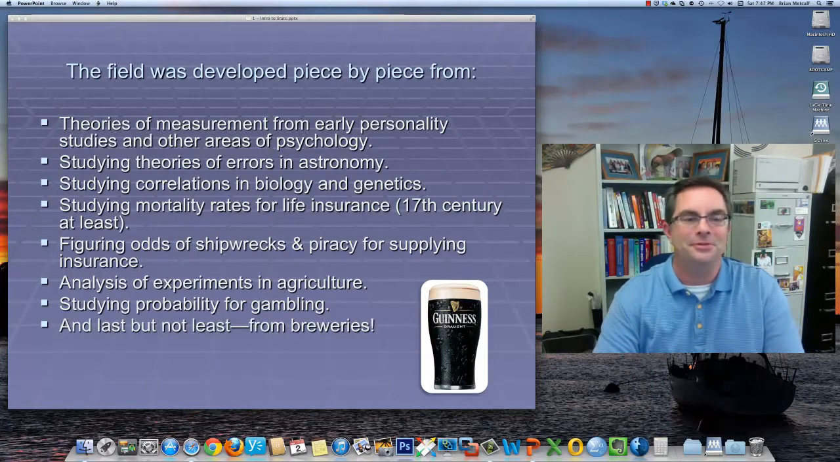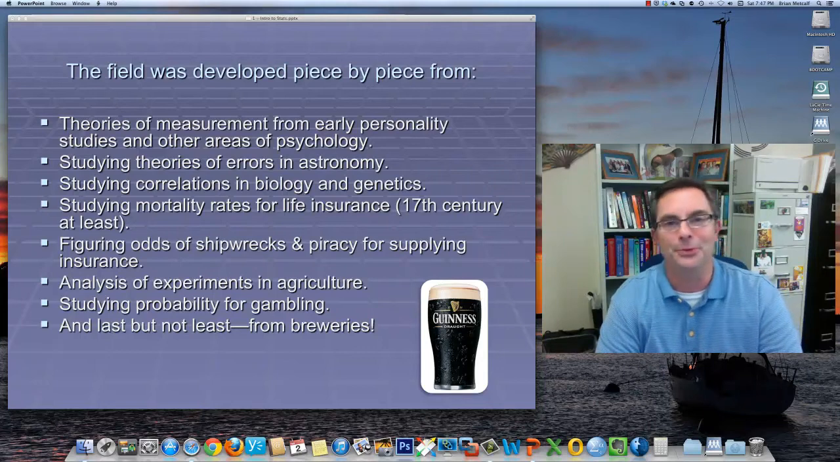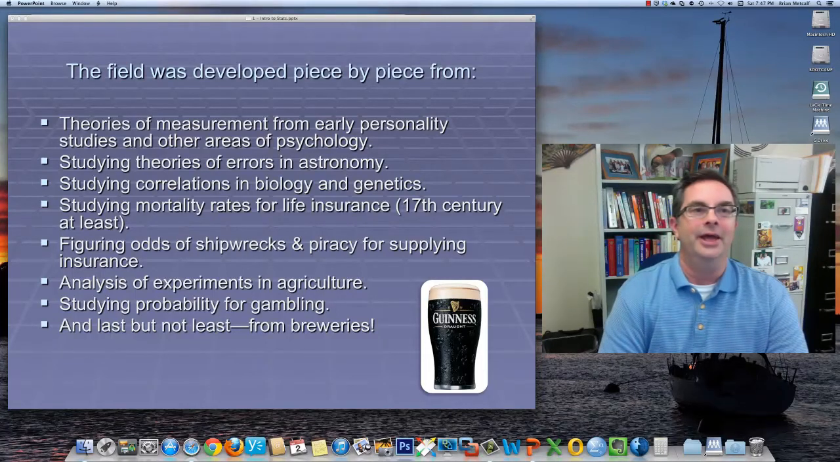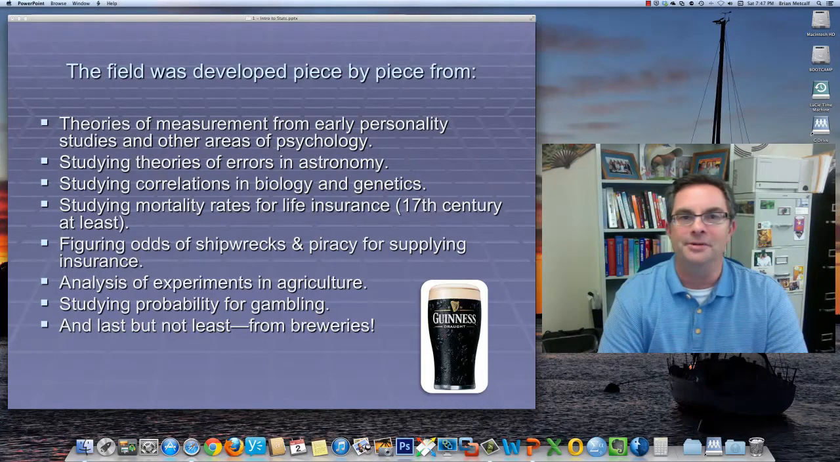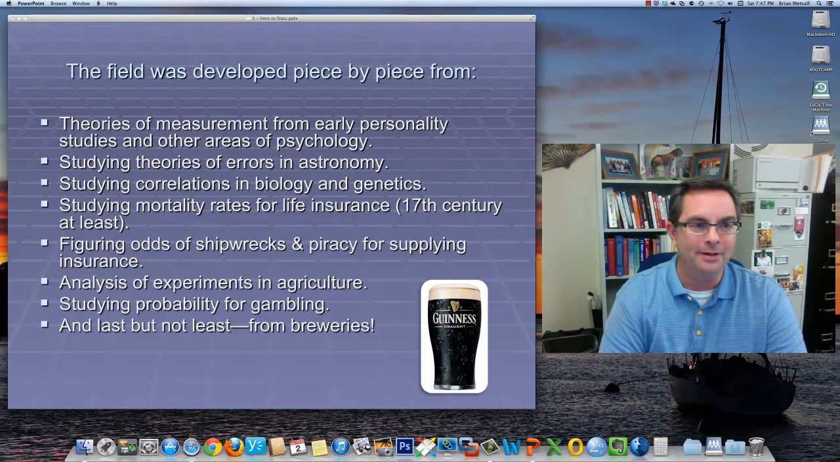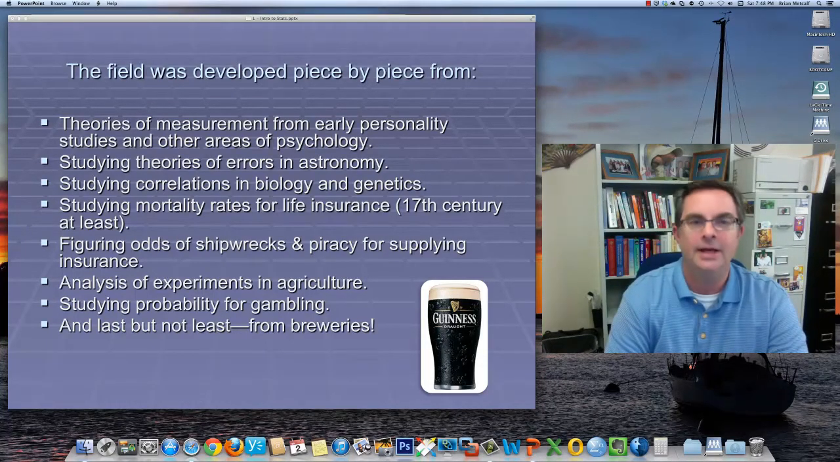My favorite example of all, though, comes from brewmasters. There was a brewmaster at the world-famous Guinness brewery in Dublin, Ireland, named William Gossett. He had degrees in mathematics and chemistry and was hired by this already successful company to build better beer. And being very scientific minded, he approached it as a scientist might.